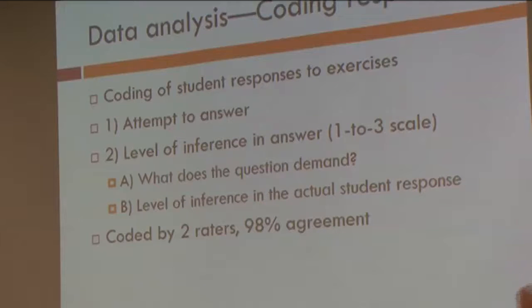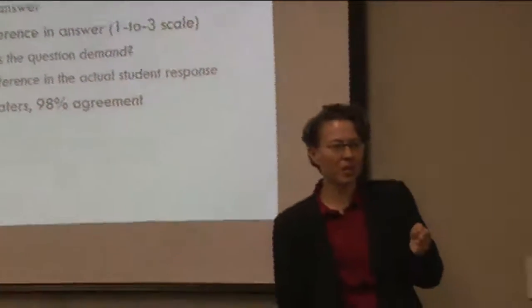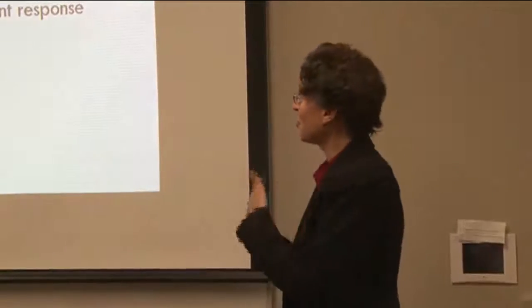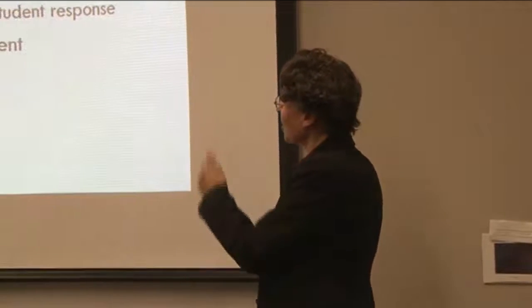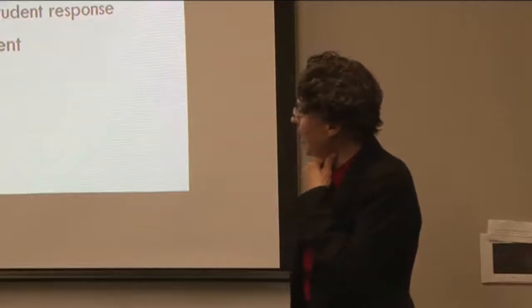And then we coded their level of inference in the answer, but taking into account what level of inference that question was demanding. So if we asked them a very literal question, we weren't going to ding them because they didn't make an inference. But when the question did ask for an inference, we wanted to give them more credit. We did do double coding, and 100% was double coded, and we had a very high level of agreement.